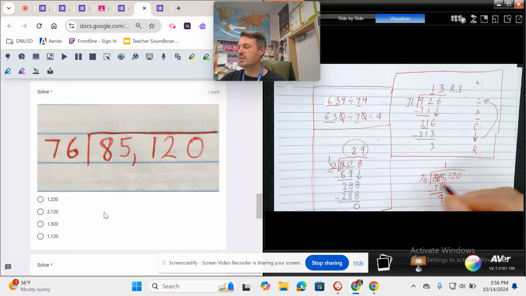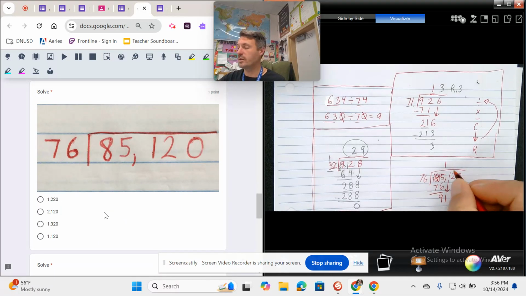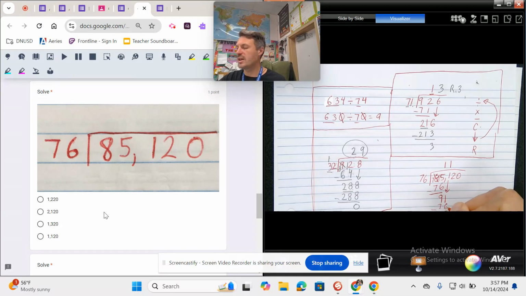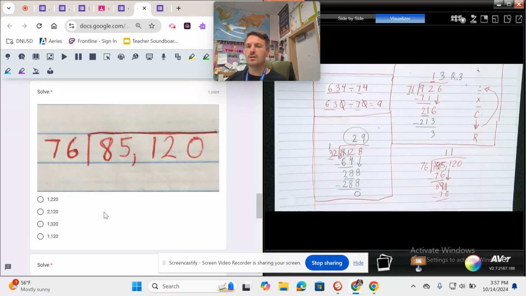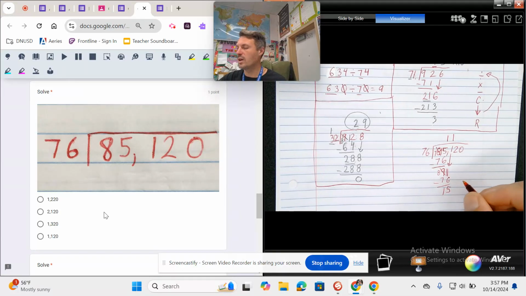Okay, is 9 smaller than 76? Yes, so now we bring down the 1. Now 76 doubled will be bigger than 91, so we know this only fits in one time. 1 times 6 is 6, 1 times 7 is 7. Now, we can't take 6 from 1, so borrow from the 9, make it an 8, making this 1 an 11. 11 minus 6 is 5, 8 minus 7 is 1.